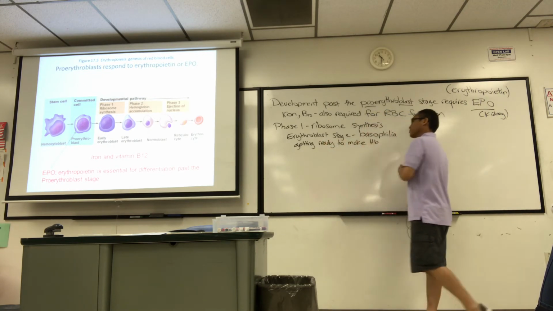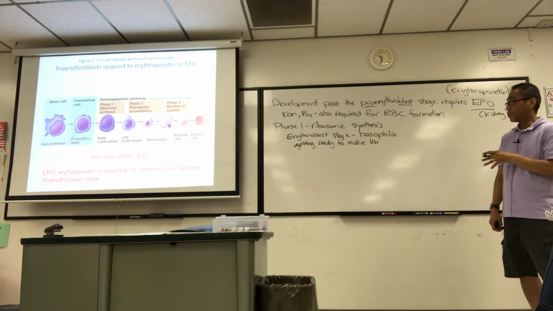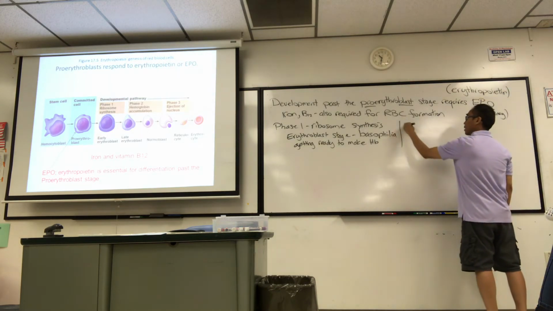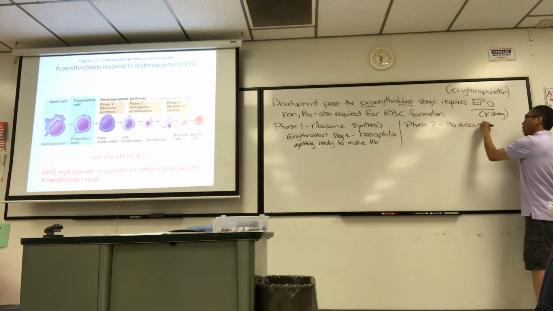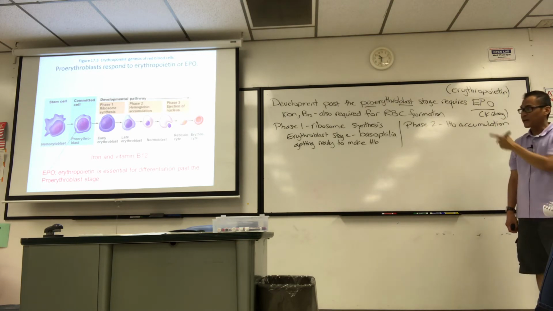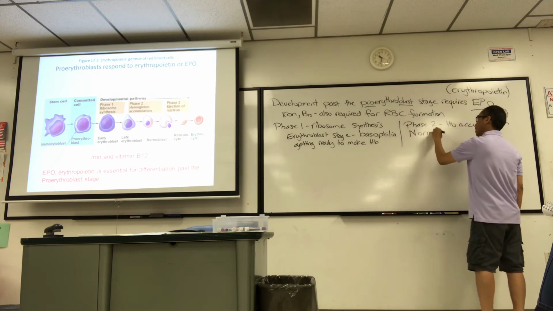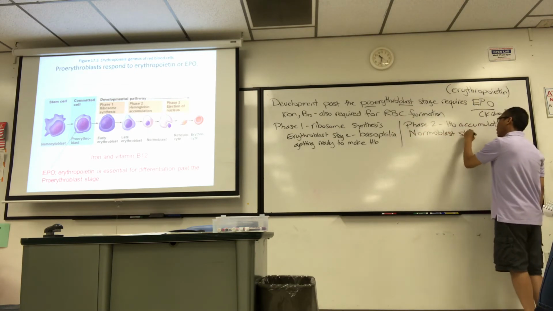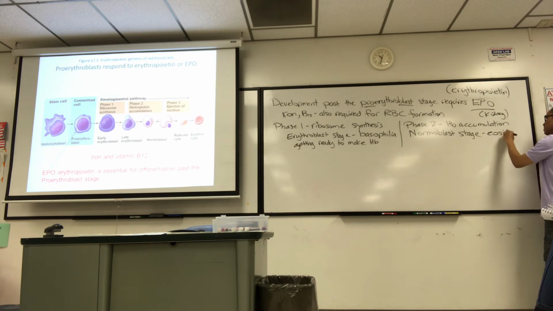HB, hemoglobin. So as you go from phase 1 to phase 2, hemoglobin accumulation, identify cells that are in that stage. They call them normoblasts. They present this eosinophilia, stained red. They appear less purple, more reddish. I'll say eosinophilic.